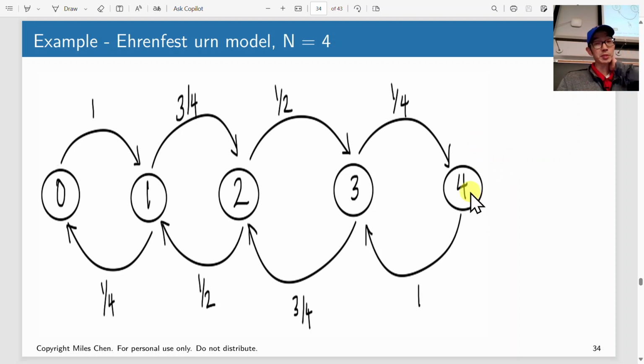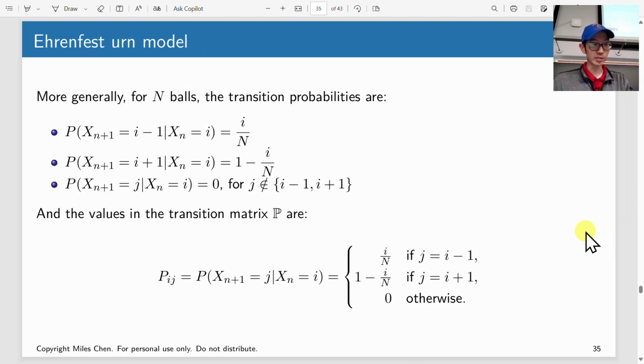And we don't have any probabilities of returning back to itself directly, right? Like you cannot go from 4 back to 4. So from 4, you have to go down to 3. If you're at 3, you can go up to 4 or down to 2. If you're at 2, you can go up to 3 or down to 1, but you can't go from 2 back to 2 or anything like that. Okay, so that's another example of a Markov chain. And that is the Ehrenfest urn model.